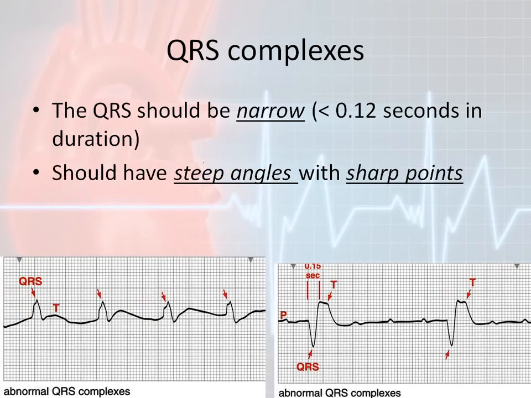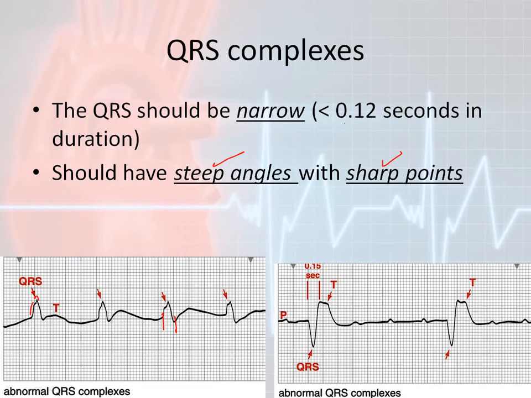Let's go ahead and look at a couple abnormal QRS complexes. One abnormal QRS complex, we're going to look down here at the rhythm on the left. Now, you could say that this has steep angles with sharp points. So you can say, yes, it has steep angles. You can also say, yes, it has sharp points. But if you were to measure the QRS duration, it starts here and it ends over here. I would say that it is equal to 0.12 seconds.